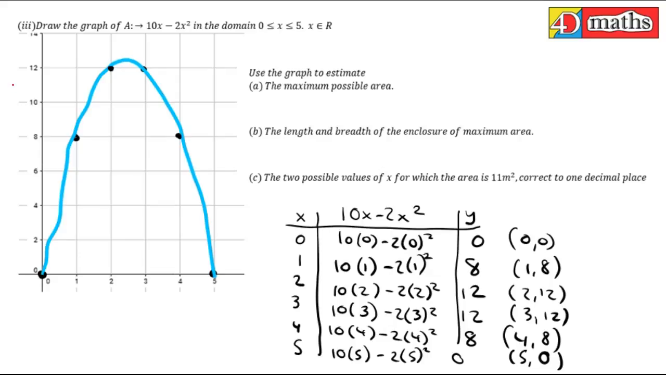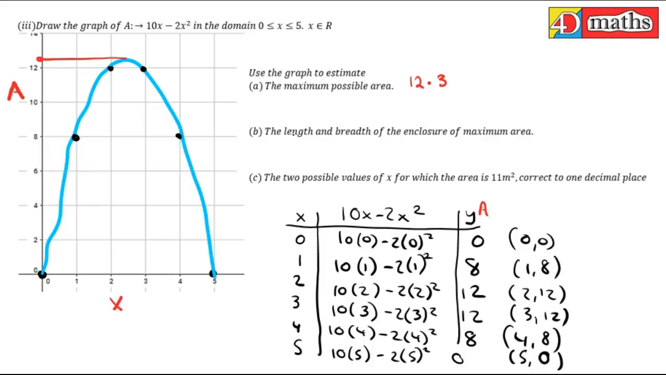Okay, so then they asked me for the maximal possible area. Okay, so this side is A and this side is x. If you look at this, that's the x value and it isn't the y value. We're calling this A because this is the area. Okay, so the maximum possible area will be here, which will be 12.3.